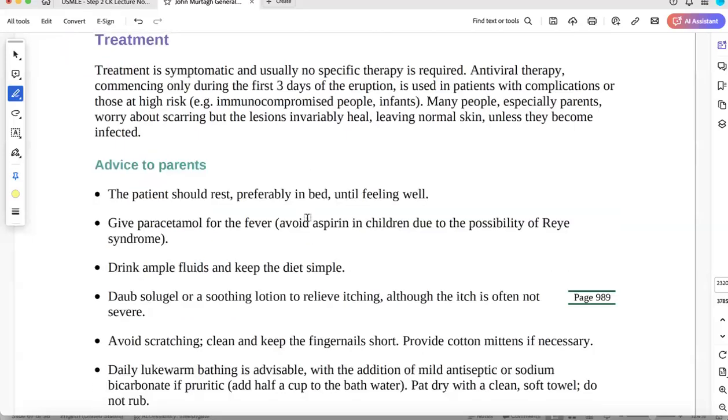Treatment. It is a viral infection, so treatment is just symptomatic treatment, no need of any specific therapy, not even antiviral to everyone. The only time you would choose antiviral in chickenpox is if a patient has immunocompromised status, so someone who is already immunocompromised, or if it is an infant who can get a complicated chickenpox, for those patients, you can start the antiviral. But apart from infant or immunocompromised patient, you would never start antiviral treatment.